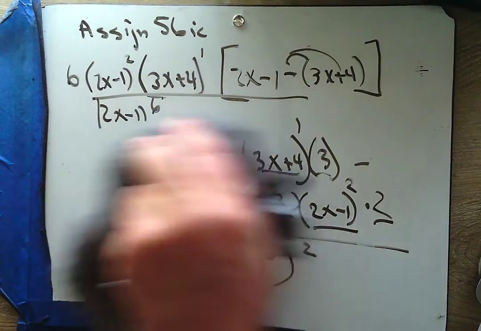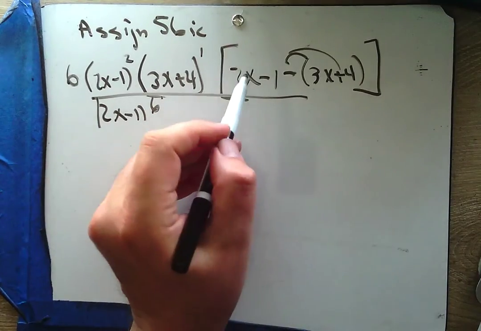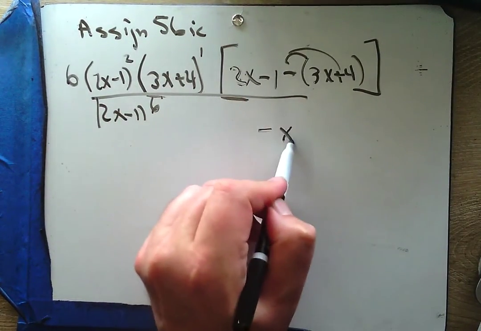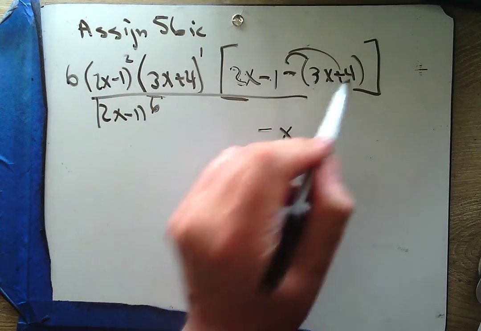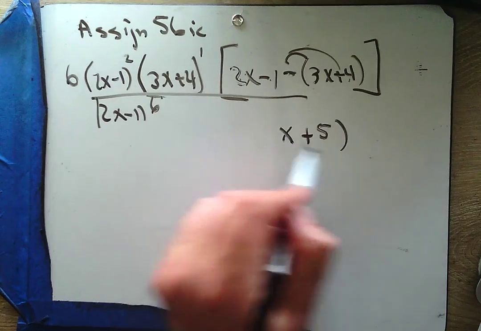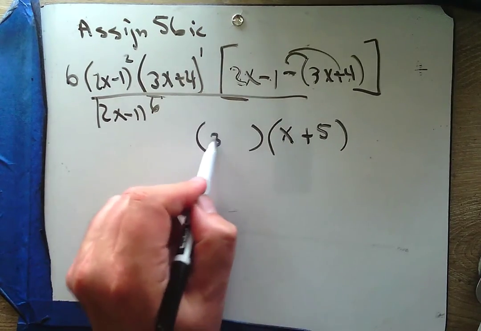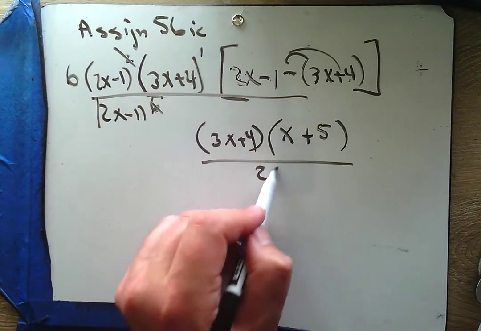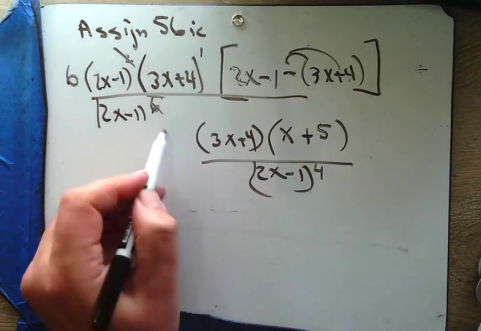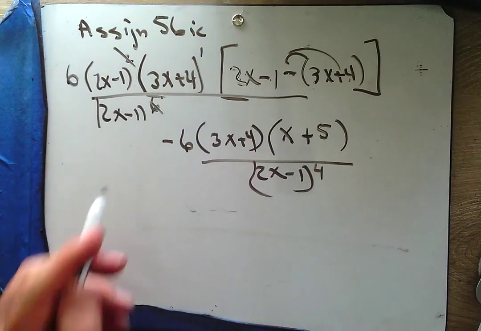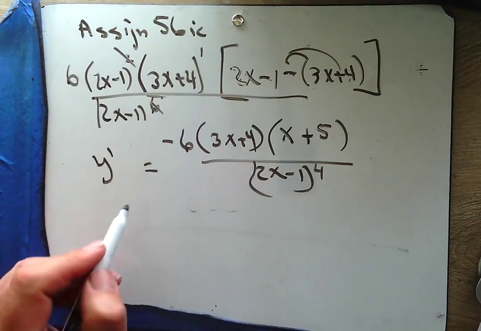Cool, so where does that take us? Well, 2x minus 3x is negative x. Minus 1 minus 4 is minus 5. Yes, you could take out that minus. And on the bottom, when I cancel, 2x minus 1 to the 4th, and I took out that negative from here. Great. So there's y prime.